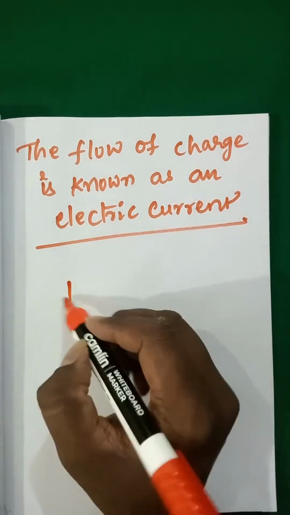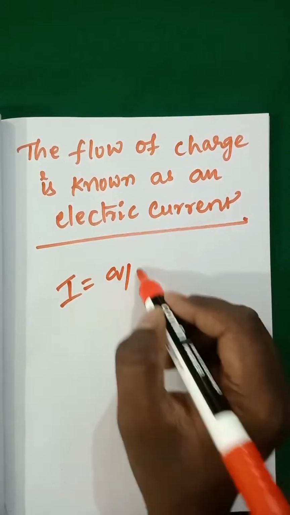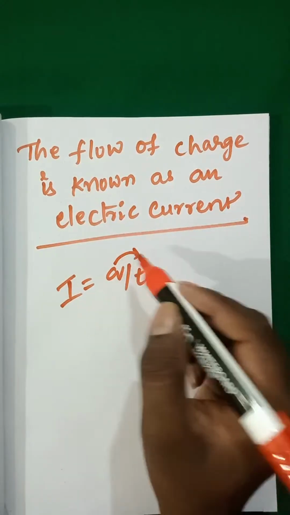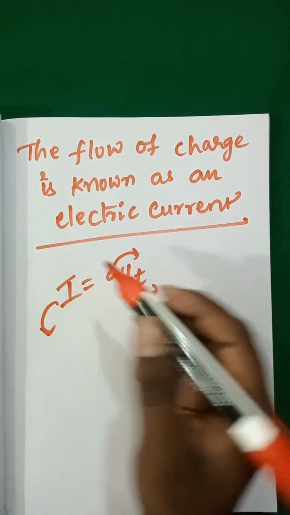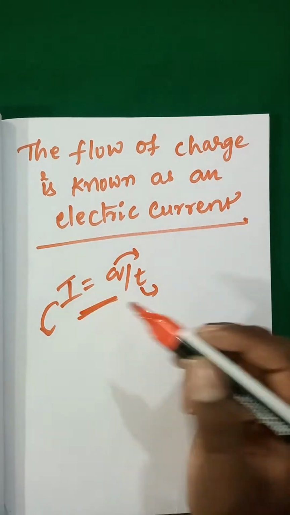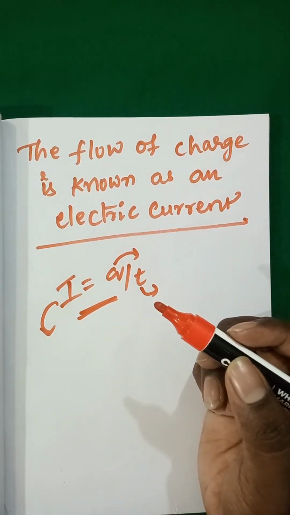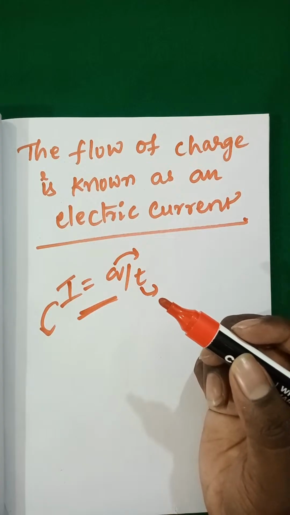So that's why I'm taking I equal to Q by T. Here Q is the charge, T is the time, I is the current. Clear? Any doubts? You can let me know, otherwise I'll go to the next one.